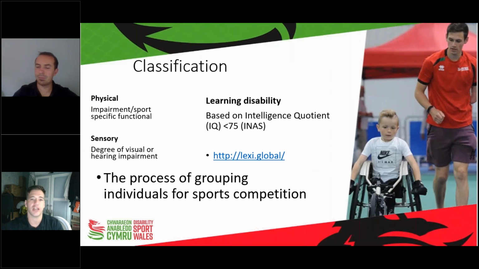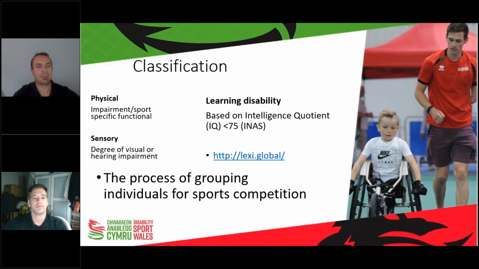Obviously, each classification has a spectrum, so you have a lower end of the classification and an upper end of the classification, which is very similar to any ambulant or non-disabled group. You're always going to have the superstars, and you're always going to have individuals who just want to compete recreationally.